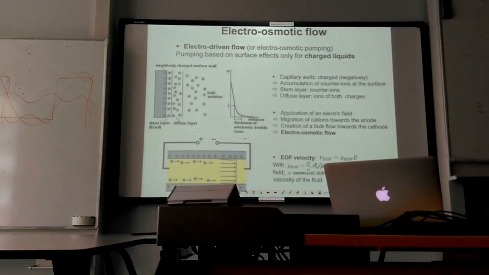Are the anions not flowing in the other direction, to the positive electrode? Yes, also. They also create flow, right? No, only the cations, because they are closer to the surface.